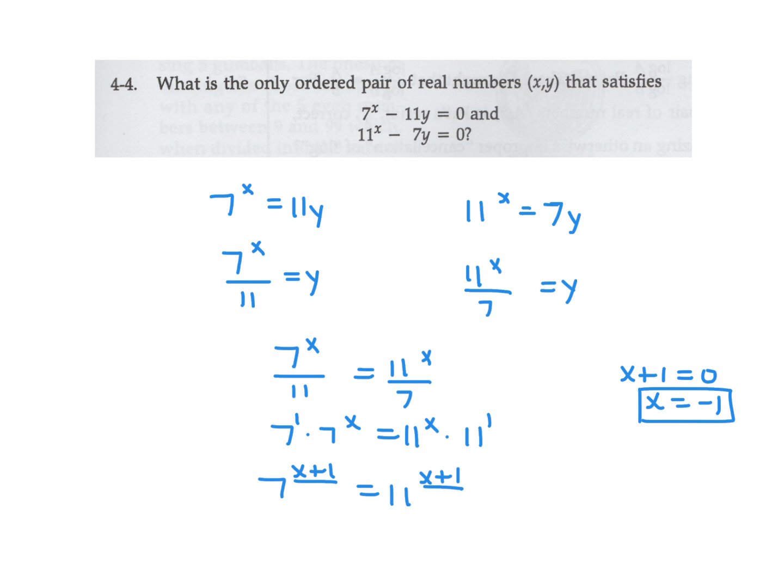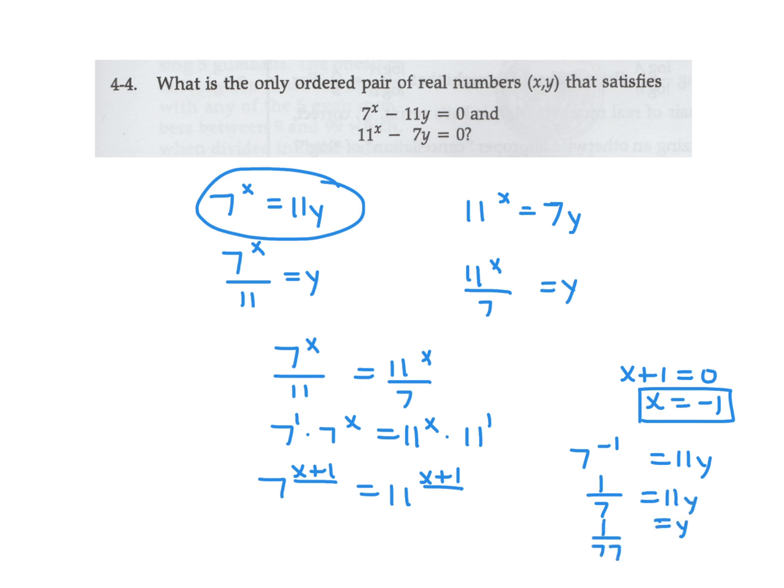Okay, if x is negative 1, I guess we just plug it into either one of them to figure out the value of y. So 7 to the negative 1 is 11y. So that means 1 over 7 is 11y. So y is 1 over 77. Okay, so xy is negative 1 over 77.